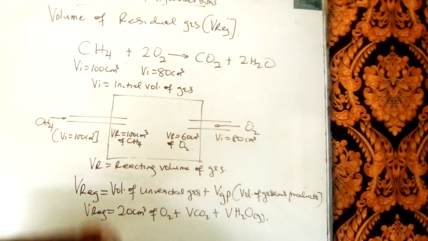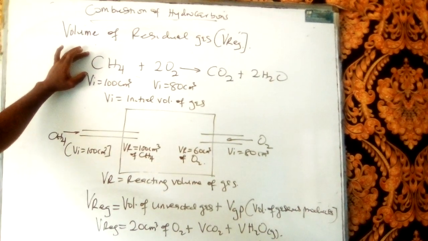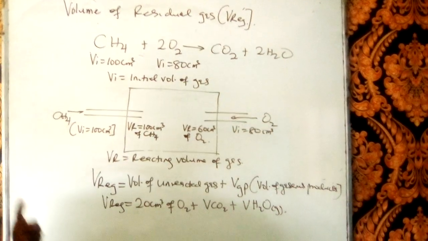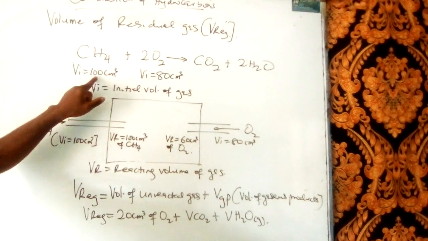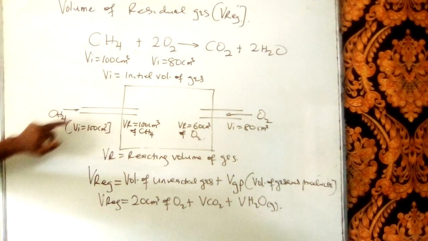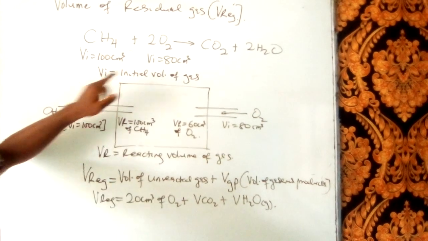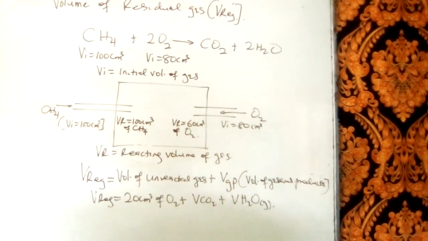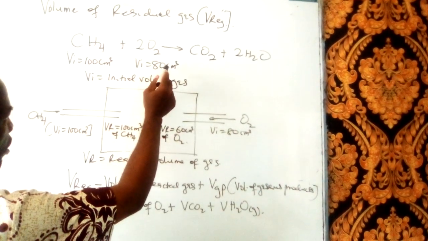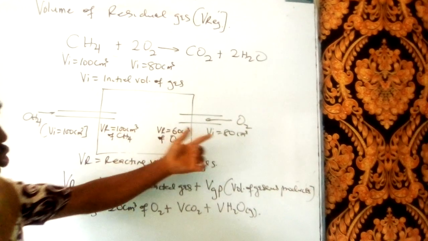So let's consider this reaction between methane and oxygen. When a hydrocarbon burns, CO2 and water are the only products. Let's assume that 100 cm³ of methane was introduced into the reaction container. That is VI, meaning initial volume, or the volume that was introduced. Then 80 cm³ of oxygen gas was also introduced simultaneously. So the VI for oxygen is 80 cm³. Note that the whole volume must not necessarily be used up.